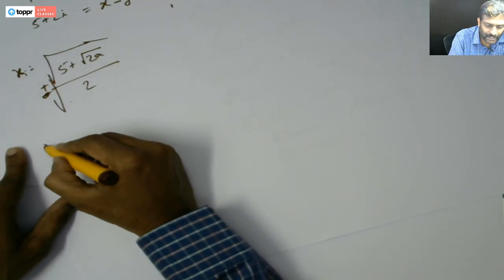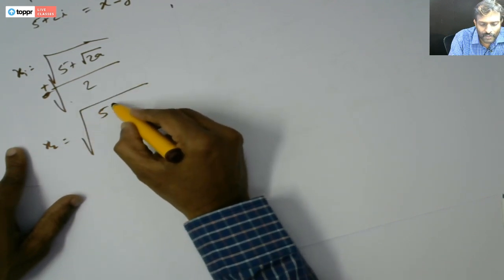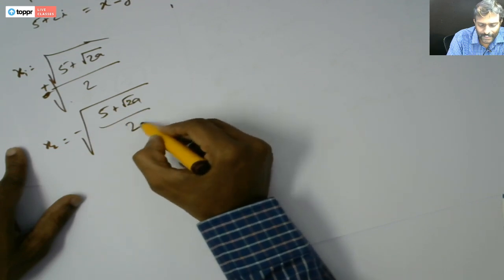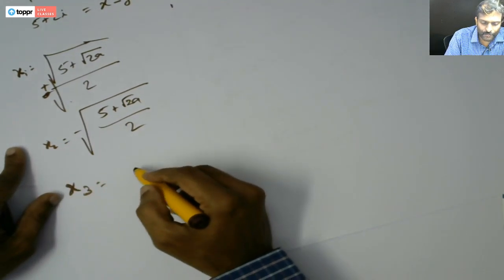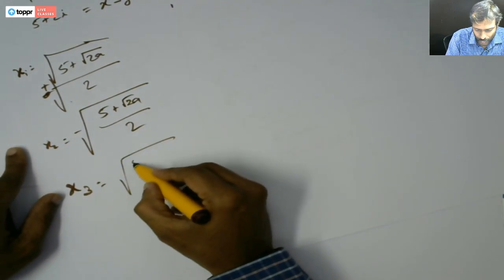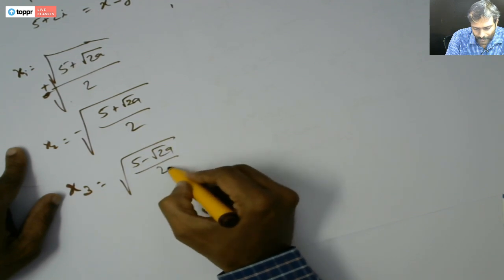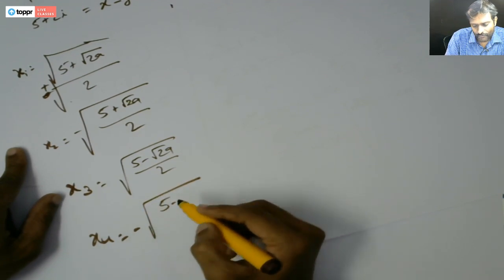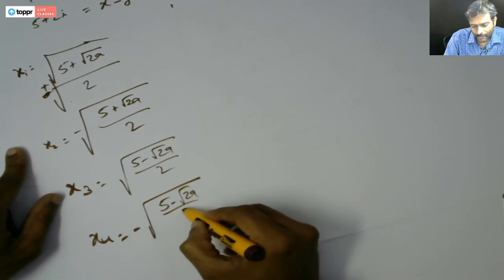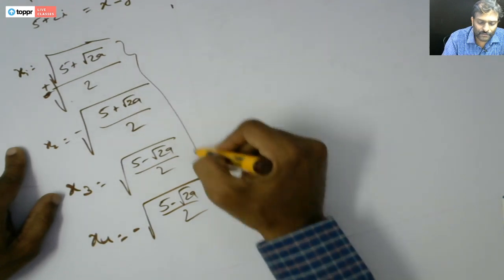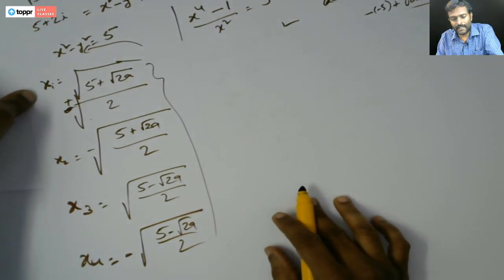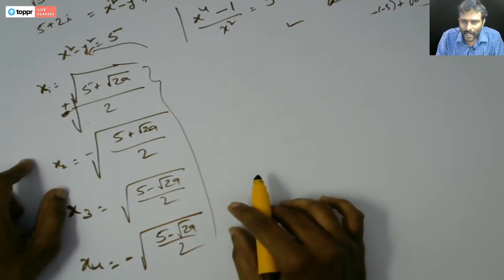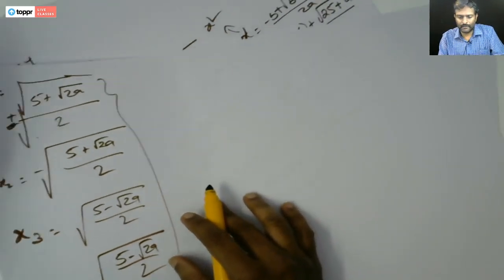x1 will be plus and x2 will be minus square root of (5 plus root 29)/2, and x3 would be plus square root of (5 minus root 29)/2, and x4 would be minus square root of (5 minus root 29)/2. These are the four values, the four roots of this equation.